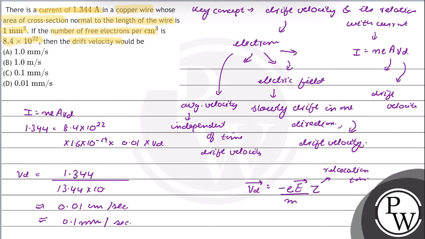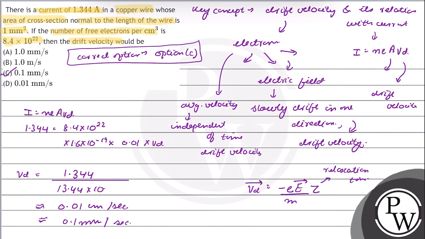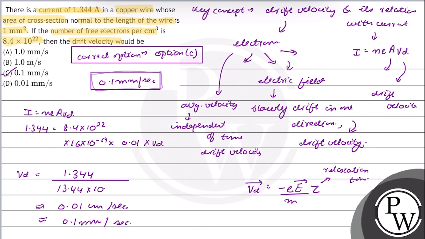So the answer to this question is 0.1 mm per second. So the correct option is option C, that is 0.1 mm per second. So the drift velocity will be equal to 0.1 mm per second. Hope you understood this.